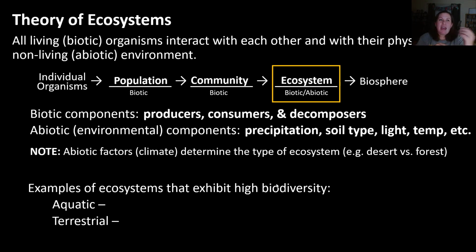So if you'll note, the abiotic factors like the climates, okay, they're going to determine the type of ecosystem. A desert is determined based on the low precipitation and the temperature that's present, whereas a forest is going to be a little different. So some examples of ecosystems that exhibit very high biodiversity, when we talk about the biotic side, they've got lots of living things.